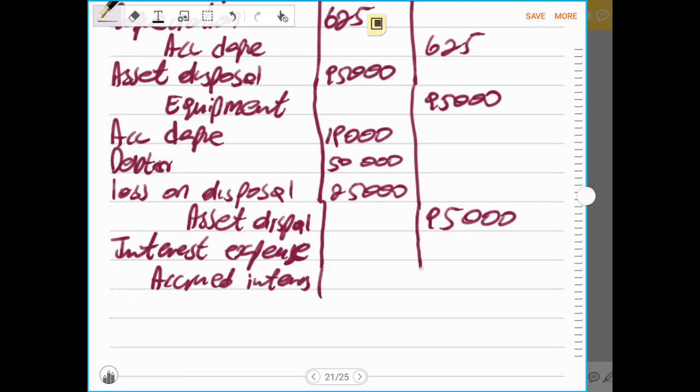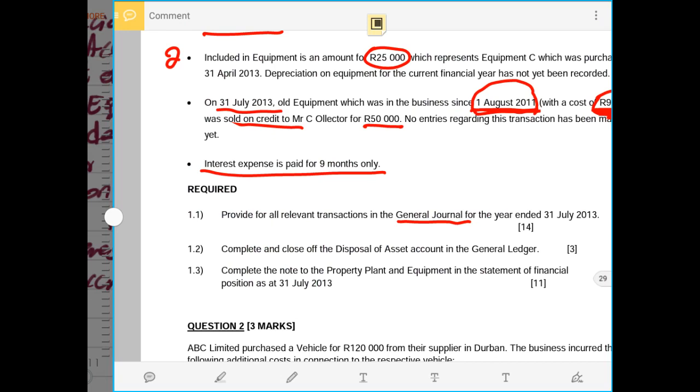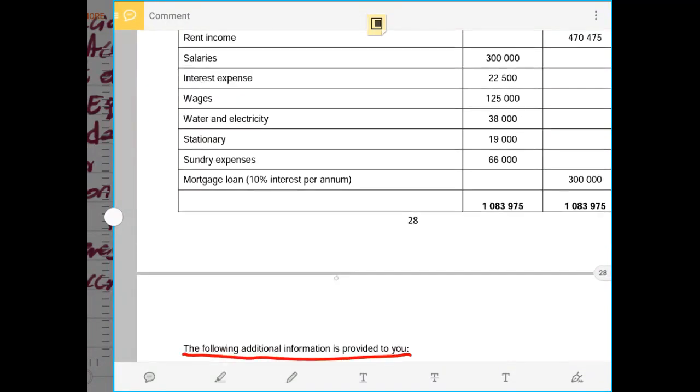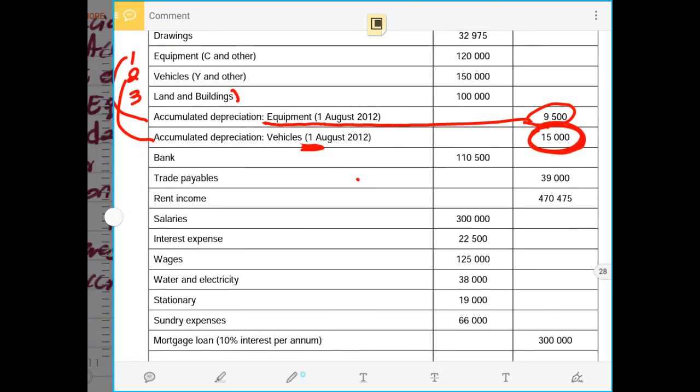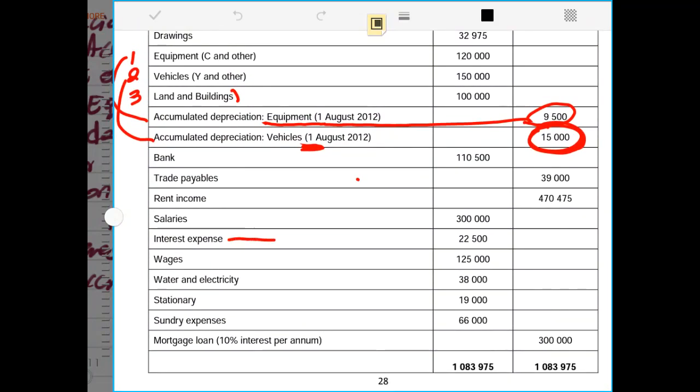And I think we calculated that to be 7,500. Let us just check. In the trial balance, we had interest expense that was given to be 22,500, and they told us in the adjustments that this interest is for 9 months. So now if we divide it by 9, it will give us 2,500 of the interest per month.